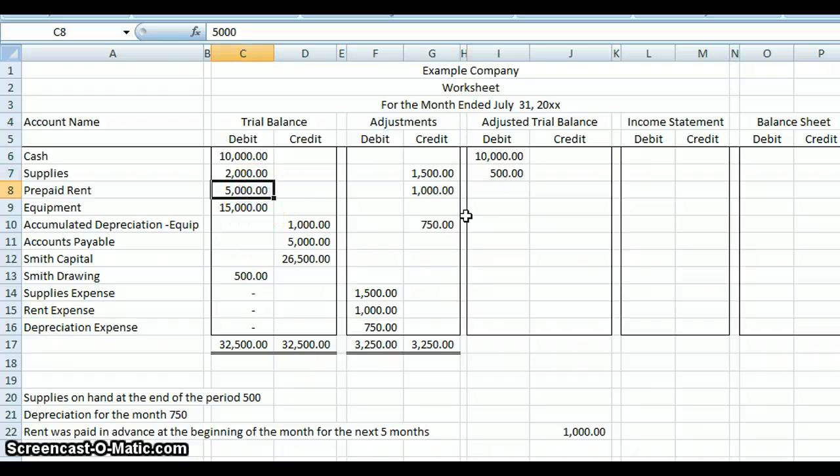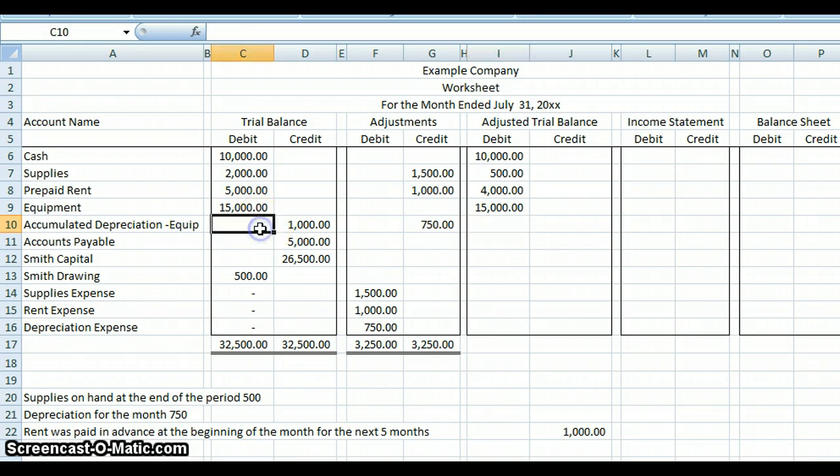We have prepaid rent. We had a $5,000 debit and a $1,000 credit. So that's a subtraction. We're going to now have $4,000 for prepaid rent. We have equipment. We didn't make any adjustment to equipment, and that's common. You shouldn't really be making adjustments to historical costs for fixed assets.